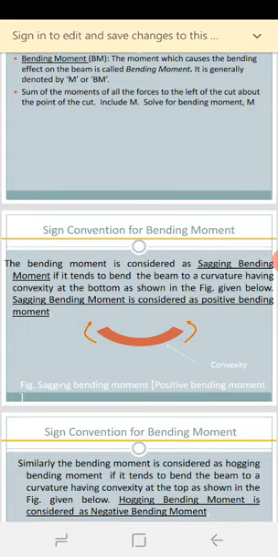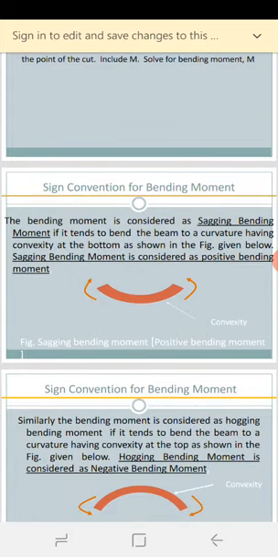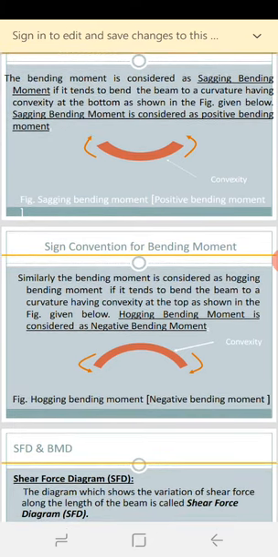Okay, now sign convention for bending moment. The bending moment is considered a sagging moment if it tends to bend the beam to a curvature having convexity at the bottom, as shown in the figure given below. Sagging bending moment is considered a positive bending moment. This couple creates a sag, and such a moment is called positive.